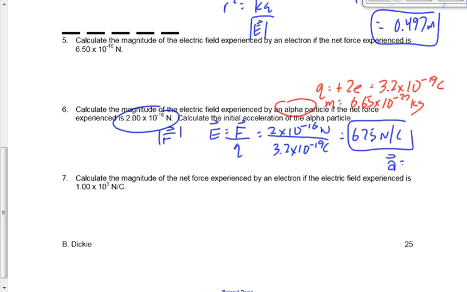Tara said a is equal to F over m. We already have F. We were given in the question, 2 times 10 to the minus 16. We already have m. We just figured it out a minute ago from our data sheet, 6.65 times 10 to the minus 27. And when we do the math on that one, we end up getting 3.01 times 10 to the 10 meters per second squared.